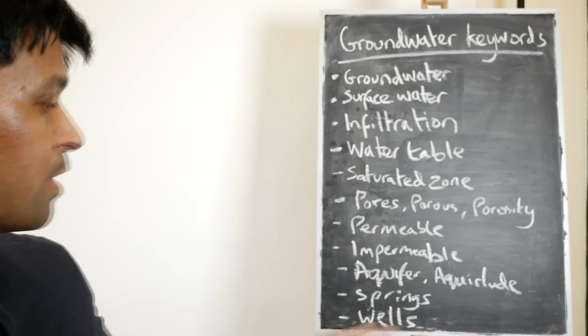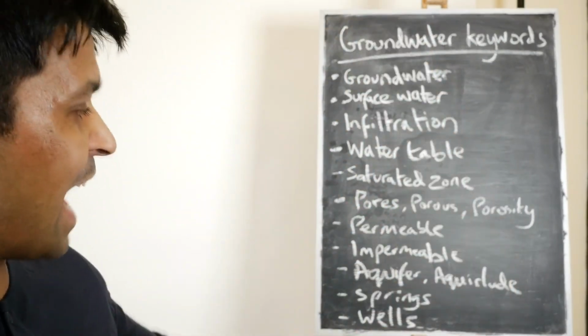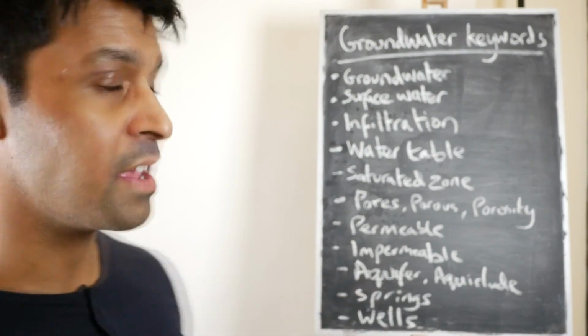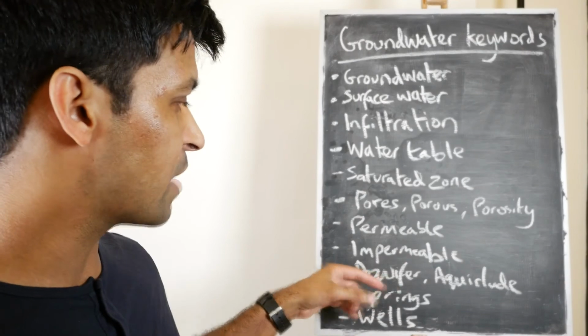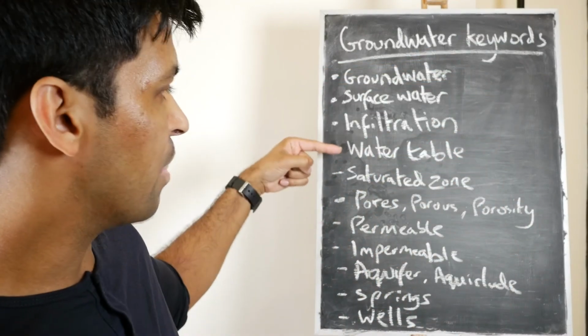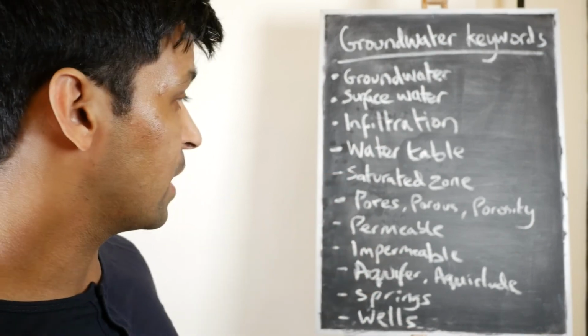Then we've got wells, and wells are structures that access the aquifer so that you can get water out of it. Of course, when you're building a well, you have to make sure that it goes deeper than the water table. So the water table, remember, is the upper limit of the saturated zone.